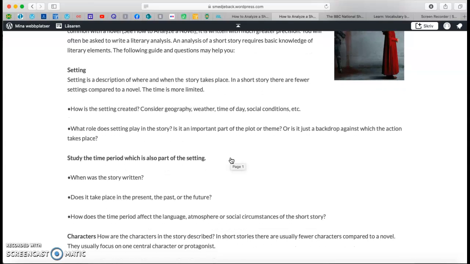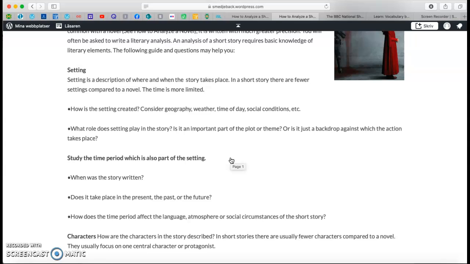The setting is, of course, important, where and when it takes place. Sometimes it's very clear when and where it is, and sometimes you just have to guess. But often you get clues to make a good guess. So it's important that you find examples in the text that can support your guess if it's not clear.